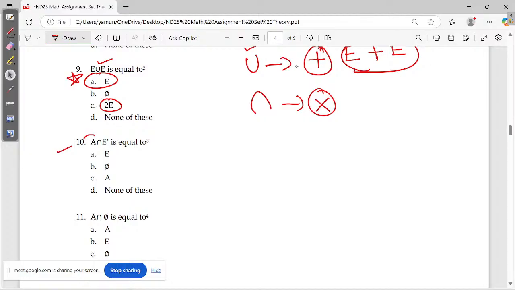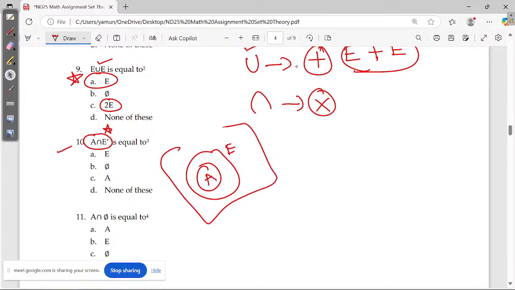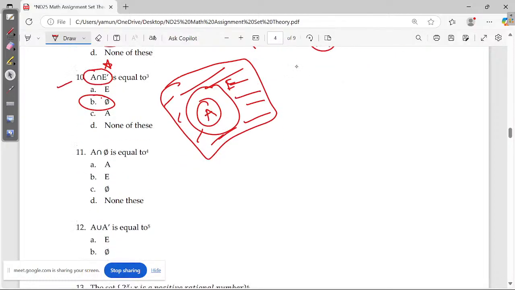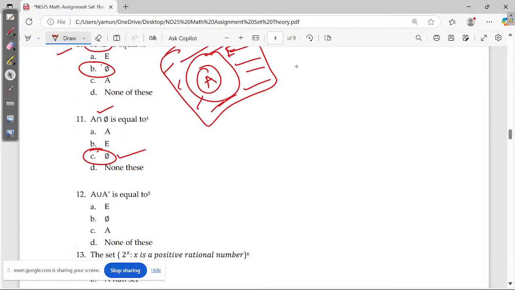Then what? A intersection E dash. Beautiful, right? See, this is A. This is E. First, you have to focus on E dash, which is the outside area. So, A intersection E dash, there cannot be anything common. Alright. So, it's going to be the null set. Hope it is okay. 11th one, A intersection null set. Null set means nothing present. A intersection null set means there cannot be anything common. Okay, so null set.